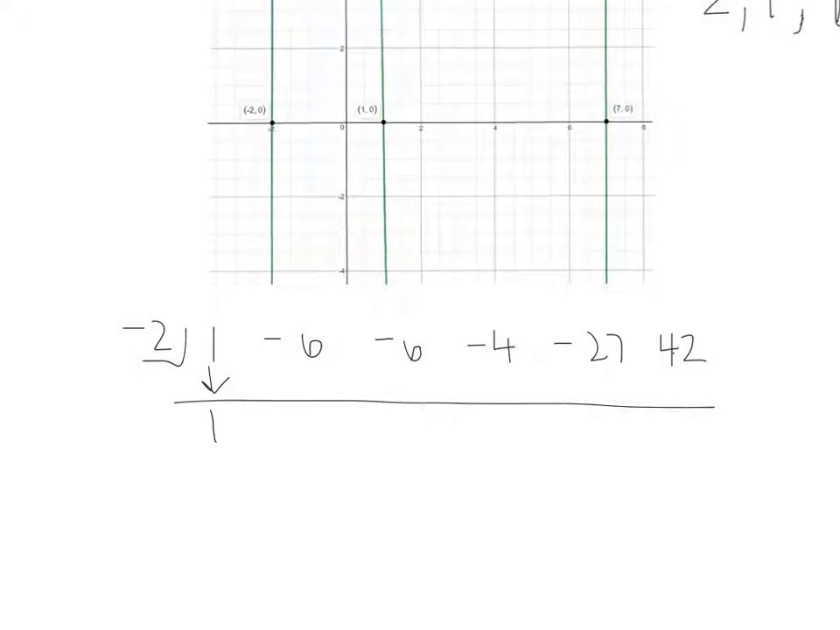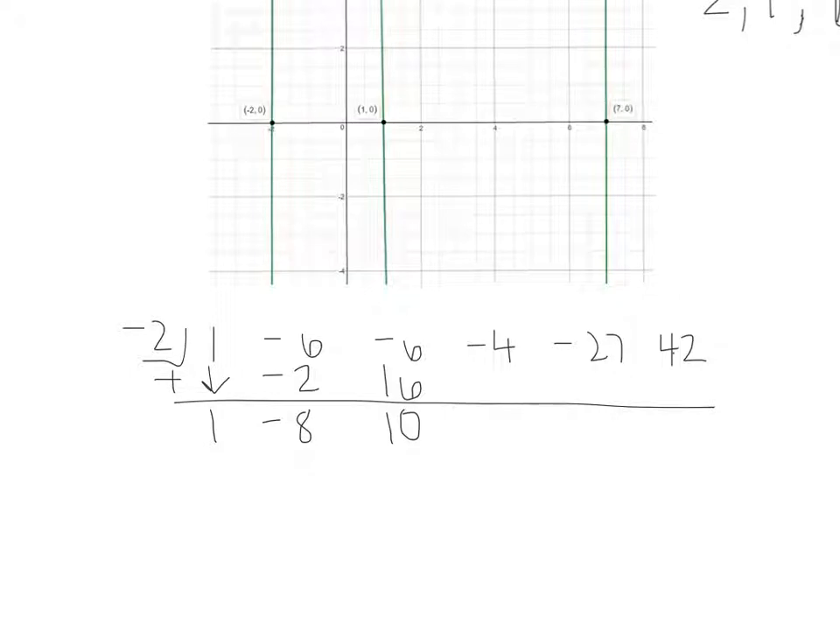Always bring down that first term. -2 times 1 is -2. -6 plus -2 is -8. -8 times -2 is +16. -6 plus 16 is 10.